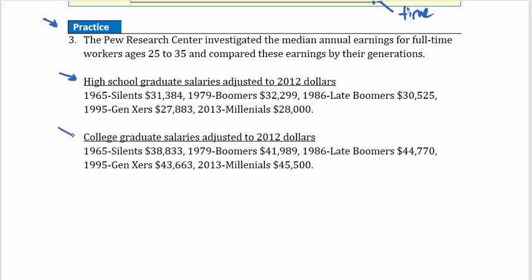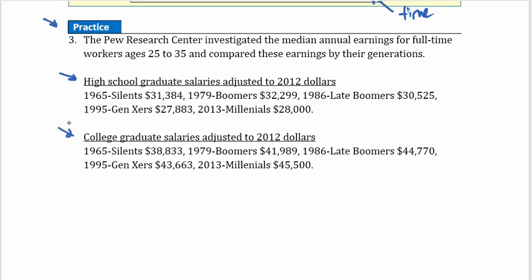The other information here I've got college graduates, and again adjusted to $2012. So what we're going to do in this practice problem is create a double bar graph, and we're going to compare, over time, high school graduate salaries compared to college graduate salaries.